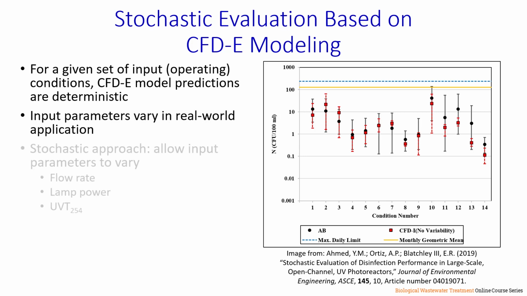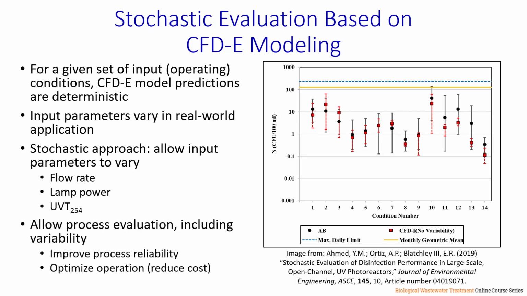So in this stochastic approach, what we do is allow for variation in things like flow rate, lamp power, and the optical characteristics of the system, such as transmittance at a characteristic wavelength like 254 nanometers. We conduct those simulations over the range of those input process variables, and then that allows for a process evaluation that includes the effects of variability. This approach allows for improvements in process reliability and at the same time allows for optimization, reducing the overall cost and operating costs of these systems.